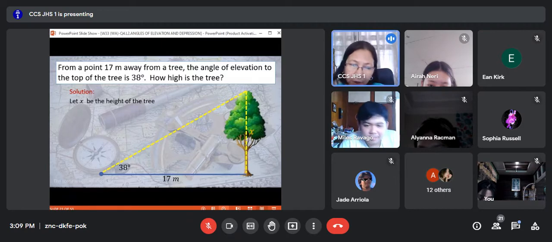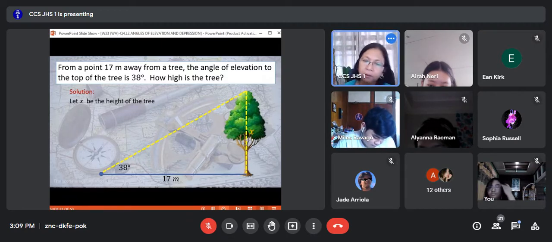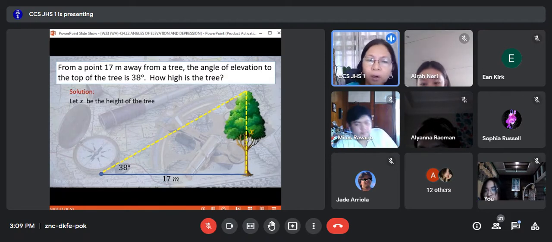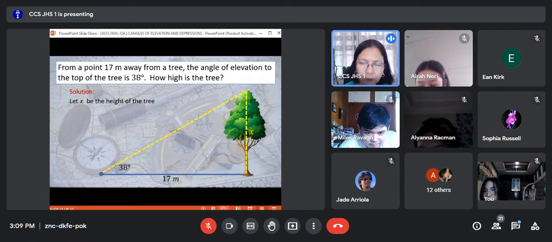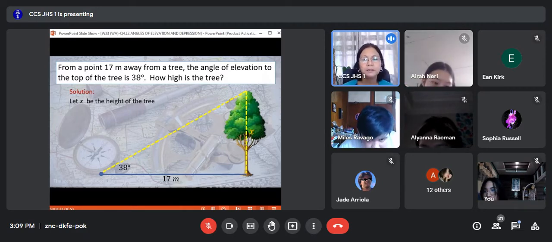Only using the 38 degrees and 17, how to find x? Now recall your SOHCAHTOA. Okay, look at the information on the screen. We have the 38 degrees, the 17 meters, and the unknown is x. If you notice, our SOHCAHTOA has only 3 values: the angle and the opposite or hypotenuse, adjacent or hypotenuse.